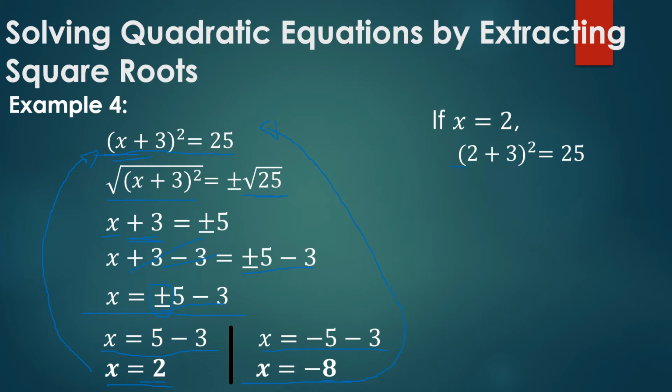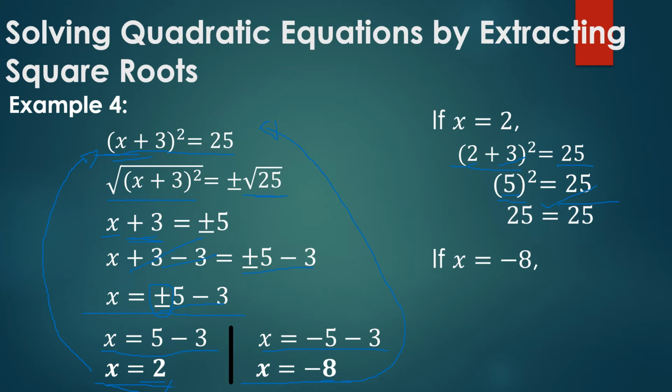When we simplify this, will it be equal to 25? Will it be equal? Let's see. Let's simplify. We have 2 plus 3 will give us 5 quantity squared. Will it be equal to 25? Okay, 5 squared is 25. Therefore, it is equal to 25. We can conclude that x is equal to 2 is correct.